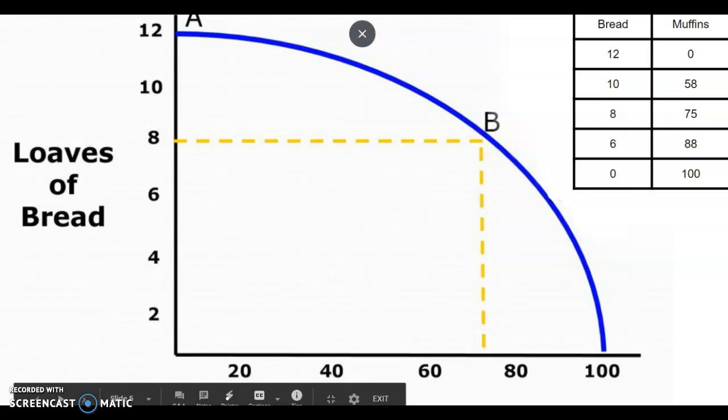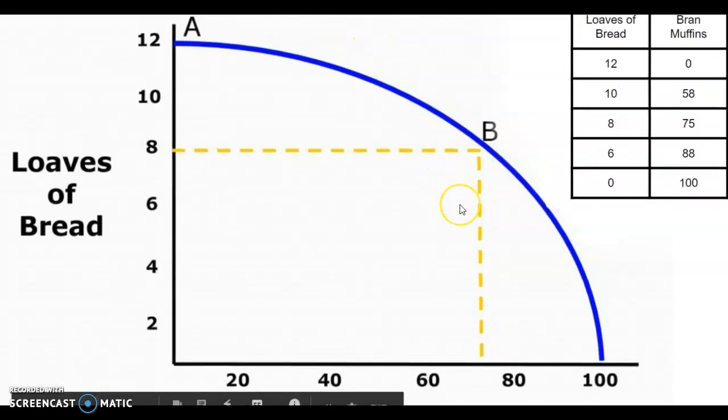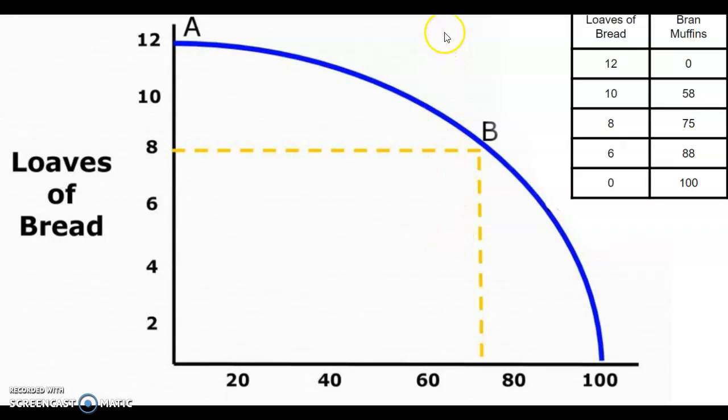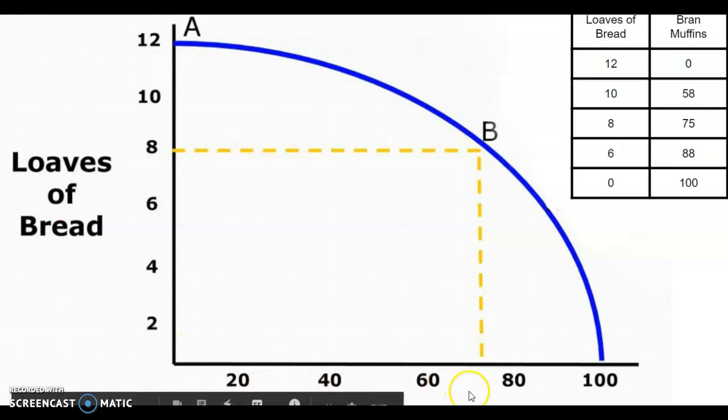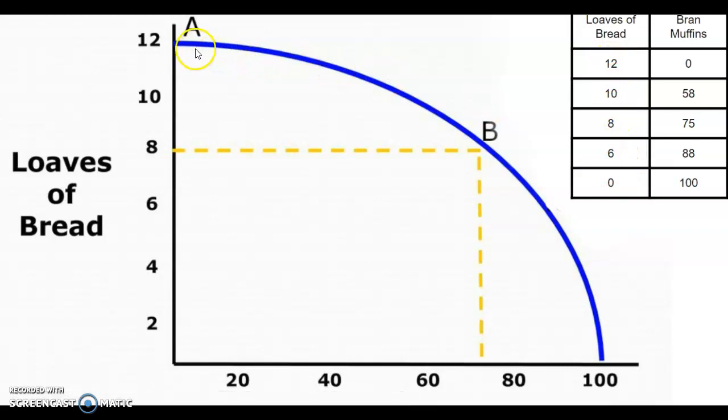So this is your production possibilities curve. And here you can see you have loaves of bread on this axis, and you may not be able to see it, but this is where your muffins are. You will plot the points that you had in your table, 12 loaves of bread here, and 0 bran muffins there. And you will continue to go along until you have 0 loaves of bread and 100 bran muffins. Once you have plotted these 5 points, you then would connect them to create a curve, as you can see here.